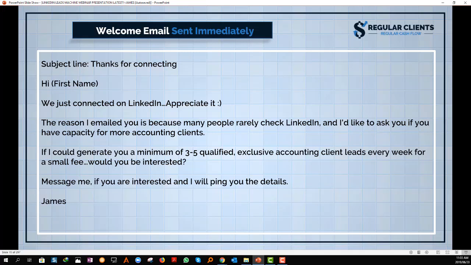And actually, when you add email to it, it probably trebles your results. So if you do this without email, you'll get good results. If you add email, you get 3 times the results. So if I were you, I would add email. So here's an example. The subject line would be "Thanks for connecting."